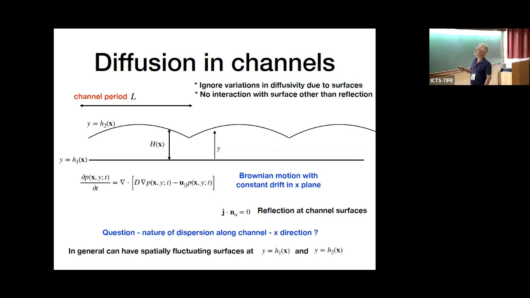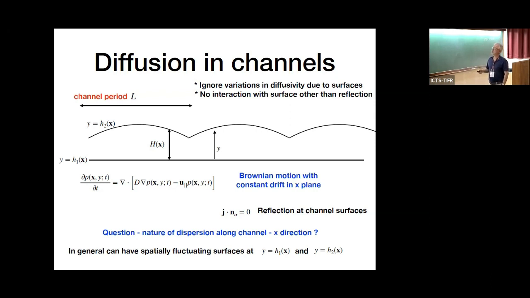Physically, what I've got is Brownian motion, and when it gets to one of these surfaces, it's just reflected, and in general, there's a no flux boundary condition. So nothing really interesting happens. It just stays in here. And obviously, in more realistic systems, I would have variations in the diffusivity due to the surfaces. I'll talk about that later. So it's a very simple problem. Of course, this is just the no flux boundary condition. This is the current here.